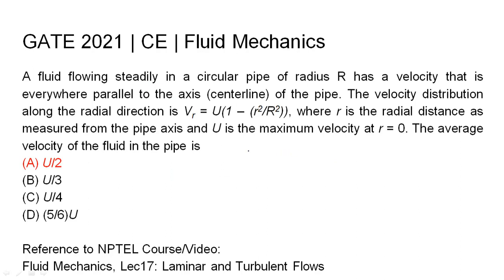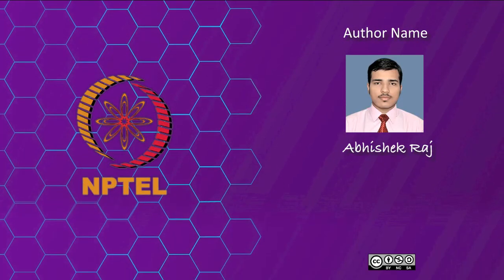So the average velocity of fluid in the pipe was found out to be U by 2 using first principle, and the relevant NPTEL reference has been listed here.